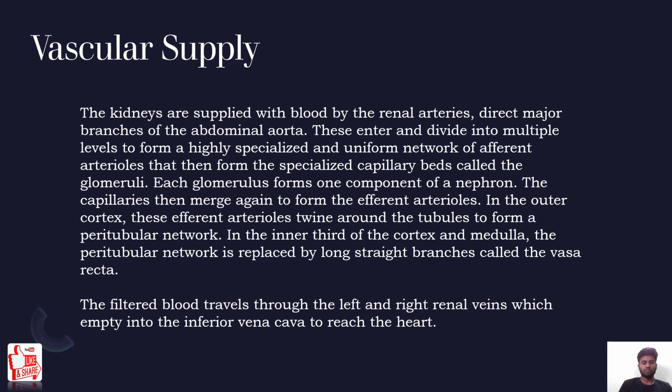The capillaries then merge again to form the efferent arterioles in the outer cortex. These efferent arterioles twine around the tubules to form a peritubular network. In the inner third of the cortex and medulla, the peritubular network is replaced by long straight branches known as the vasa recta. The filtered blood travels through the left and right renal veins, which empty into the inferior vena cava to reach the heart.